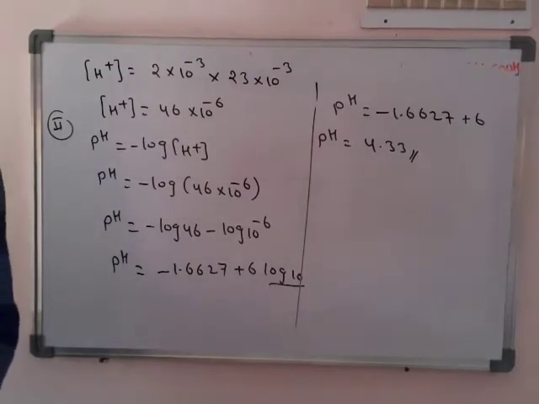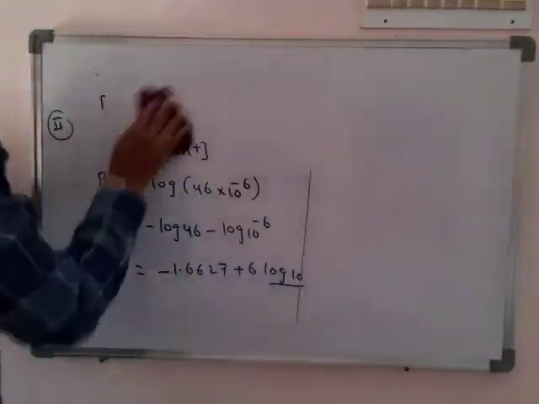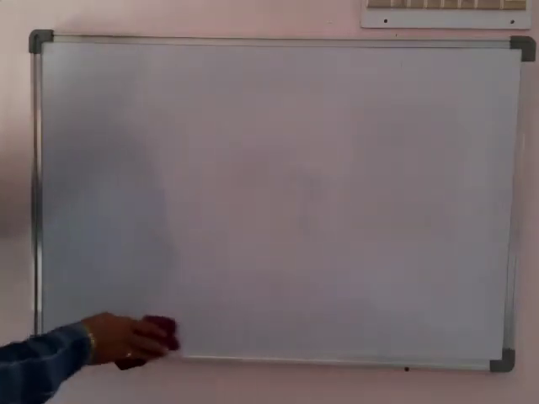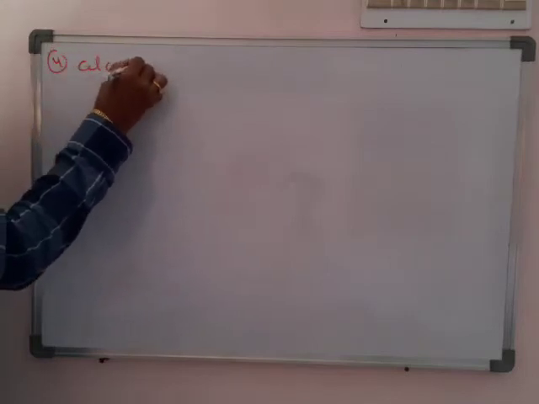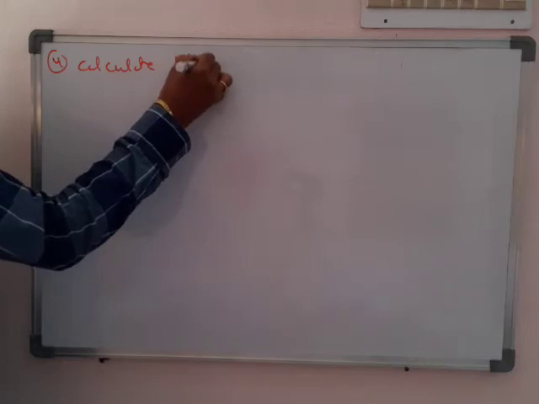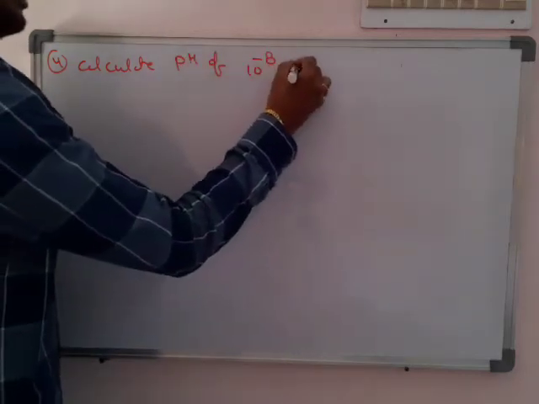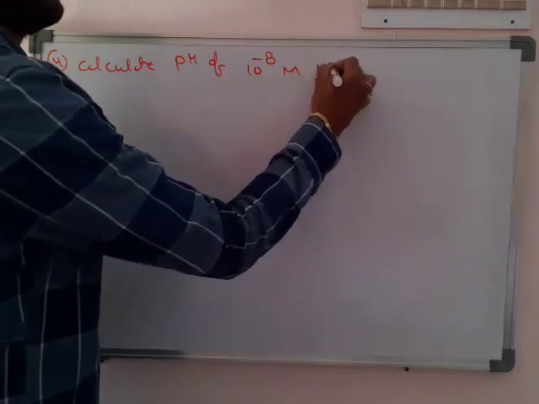Next, see one more problem. Calculate the pH of 10 power minus 8 M HCl solution.